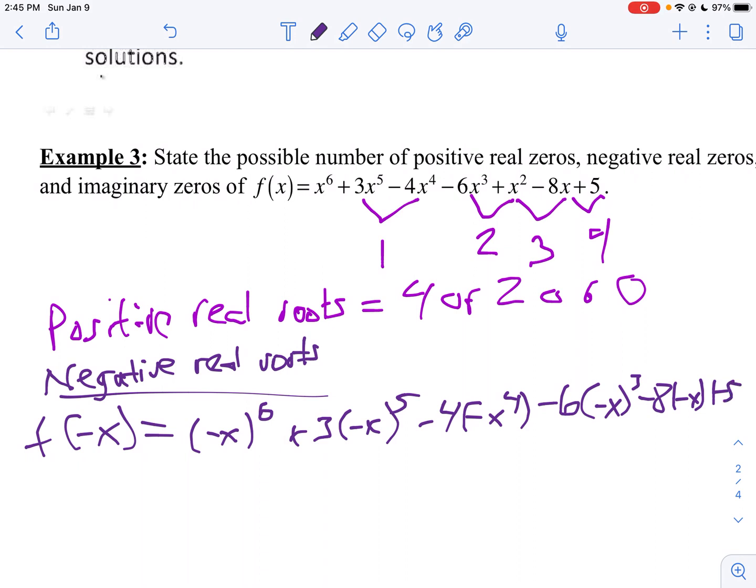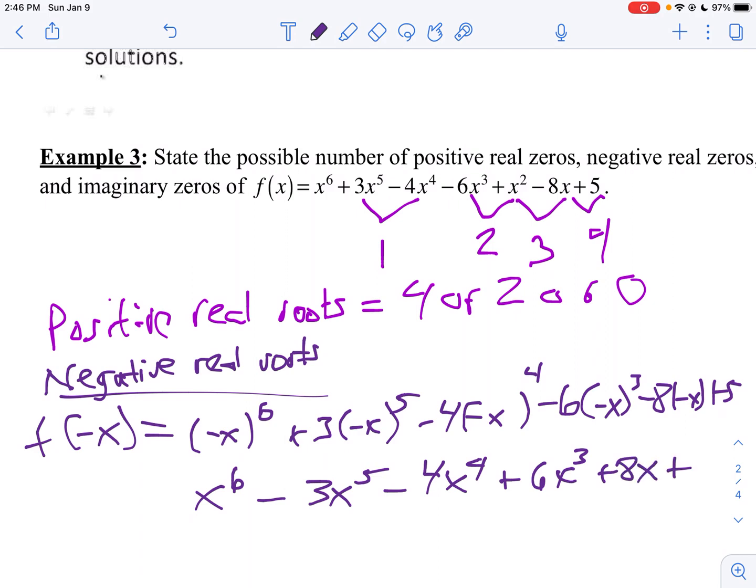Now let's simplify that. If I take negative x to the 6th power, that's x to the 6th. If I take negative x to the 5th power, that's a negative, so I get minus 3x to the 5th power. And then minus 4x to the 4th power. I just noticed I put my exponent in the wrong spot there. That should be outside the parentheses. Okay. Plus 6x to the 3rd power, because a negative cubed is a negative times a negative times a negative, which makes it positive, plus 8x, and then plus 5.